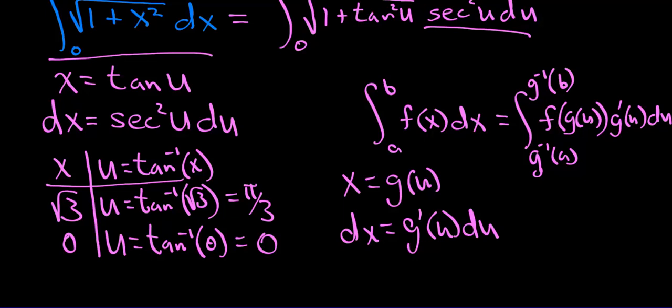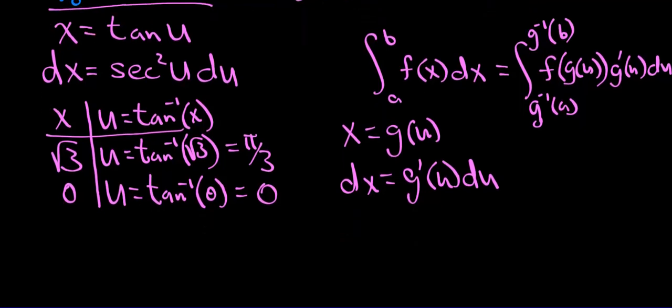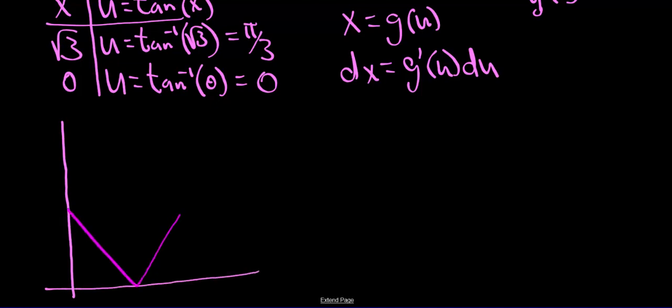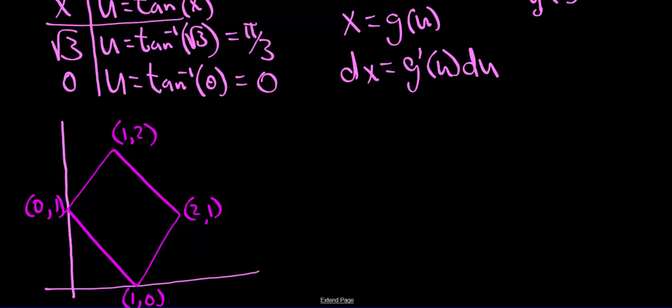Now, with that in mind, this is just something that we learned in Cal 1. Let's go back to that problem we were just working on. And I've got this thing. So this right here is 1, 2. This is 2, 1. This is 1, 0. And this is 0, 1. This is xy.